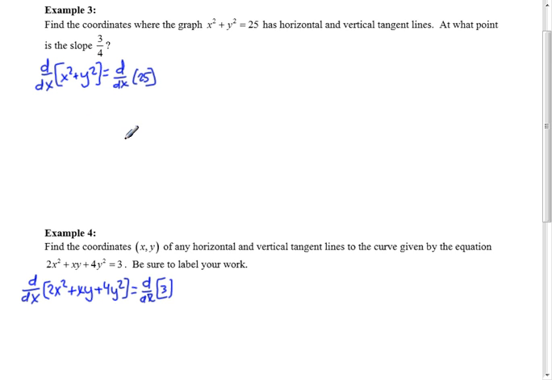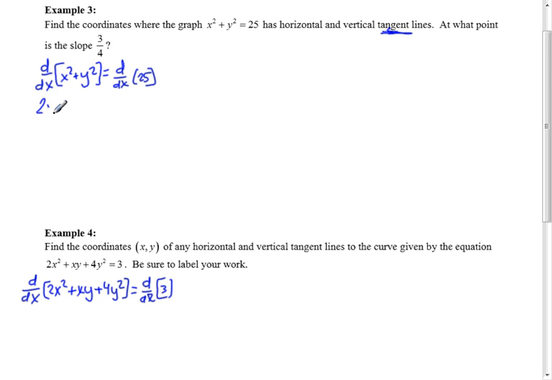Continuing with our study of implicit differentiation, we're going to start with example 3. Find the coordinates of where the graph has horizontal and vertical tangent lines. And as soon as we see tangent, we know we're taking a derivative. Alright, so we're taking the derivative of both sides with respect to x.